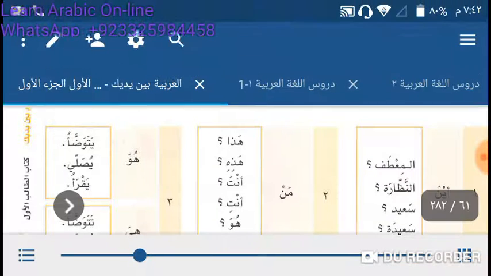Today we will start from the book Duroos al-Lugha al-Arabiyya, page number 61 on PDF. الدرس أربعة عشرة, 14th lesson. الوحدة الثانية, second unit. الأسرة means family. ملخص التراكيب, summary of the structures. So start reading these sentences and tell me their meanings.